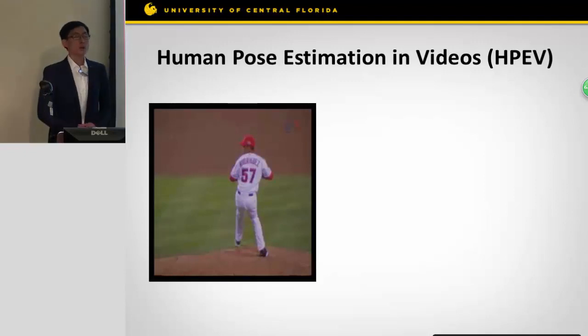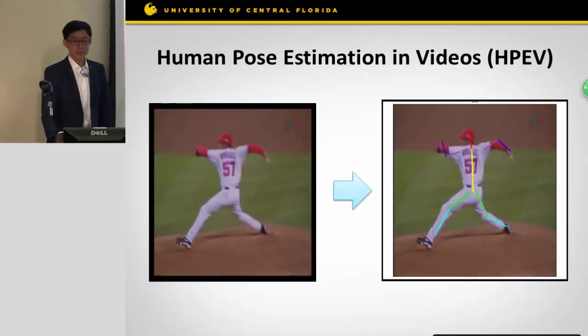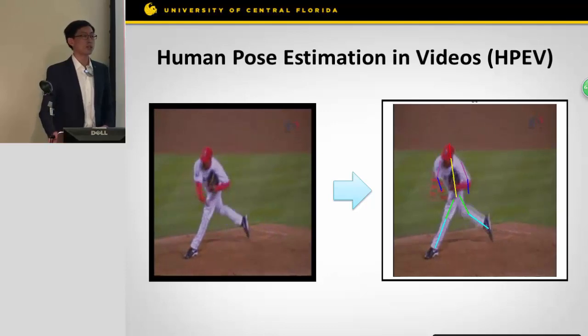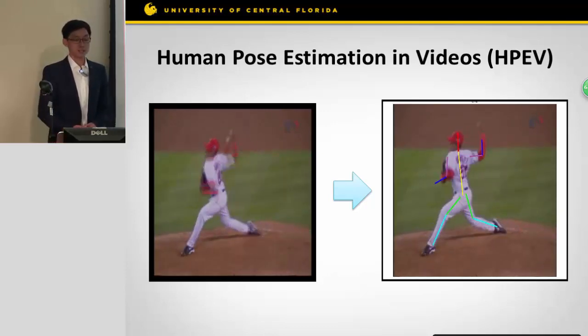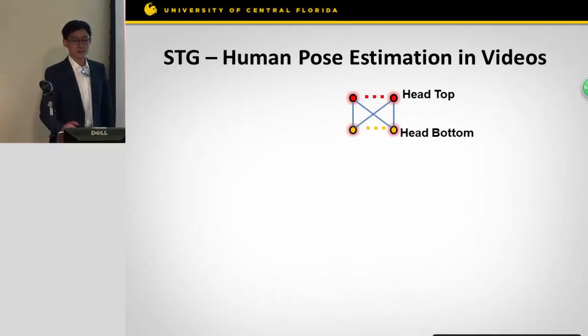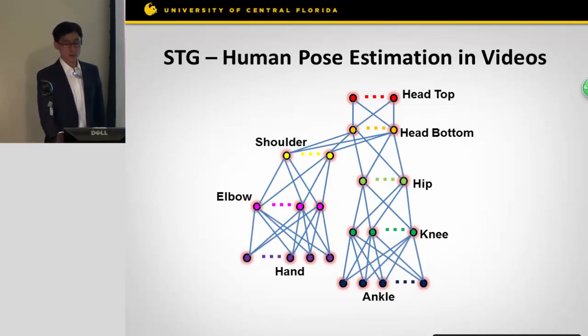The third problem, which can be solved by spatial-temporal graph, is called human pose estimation in videos. In this problem, given a video, we want to estimate the joint locations. In the results, I'm showing the different body parts with different colors here. Actually, we can employ different spatial-temporal graphs to solve this problem. Here, I'm only showing one of the graphs I'm using in the proposed method.